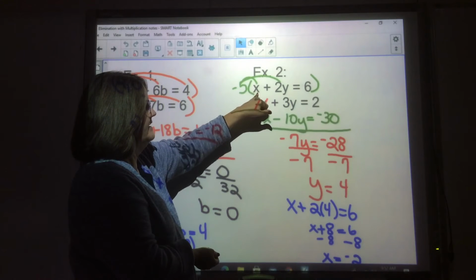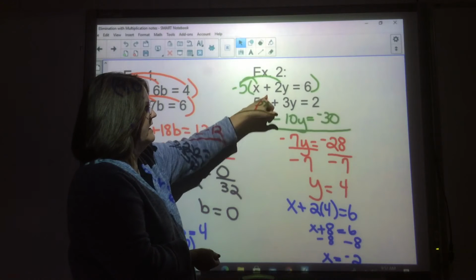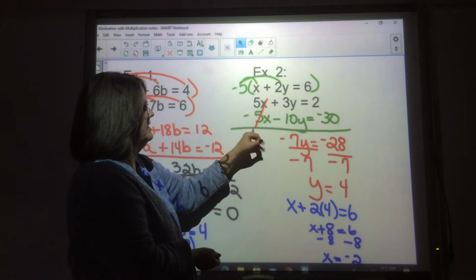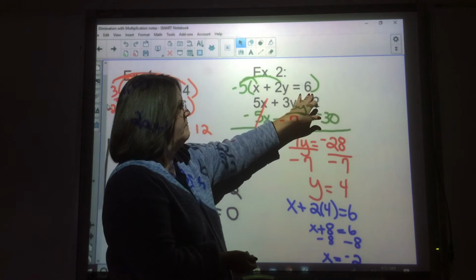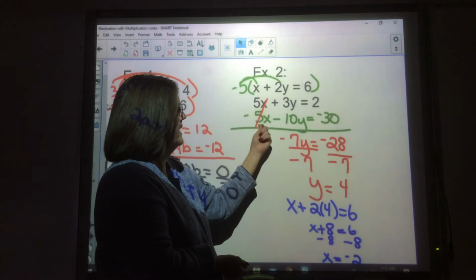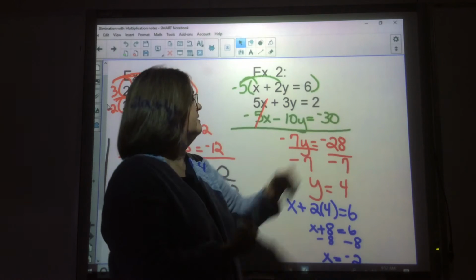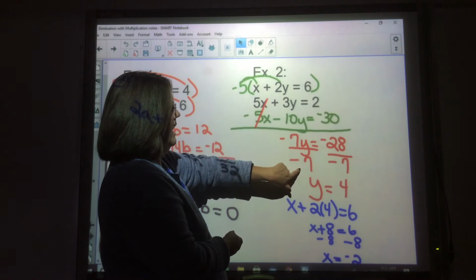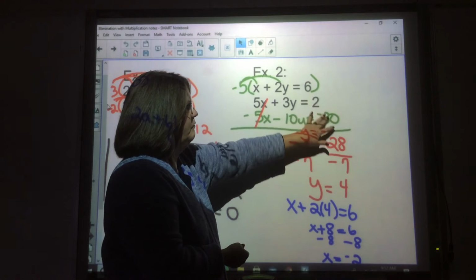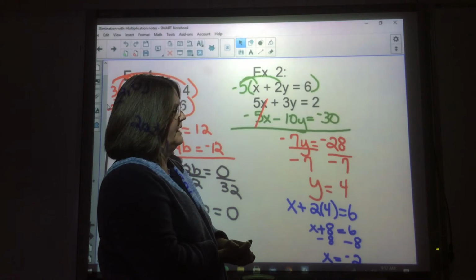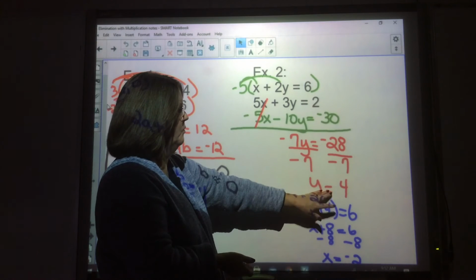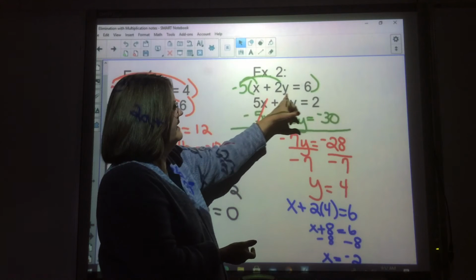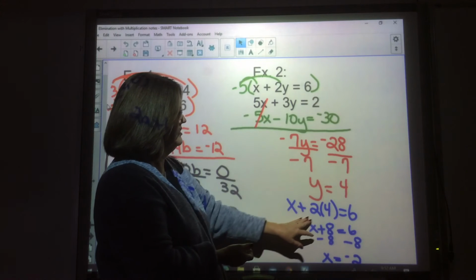If I multiply this one by negative 5, then it immediately eliminates with this one. So we multiply the entire equation through by negative 5. We get this. Then we add them together. We get negative 7y equals negative 28 when we put this together, and then we divide by negative 7. That gives us 4.